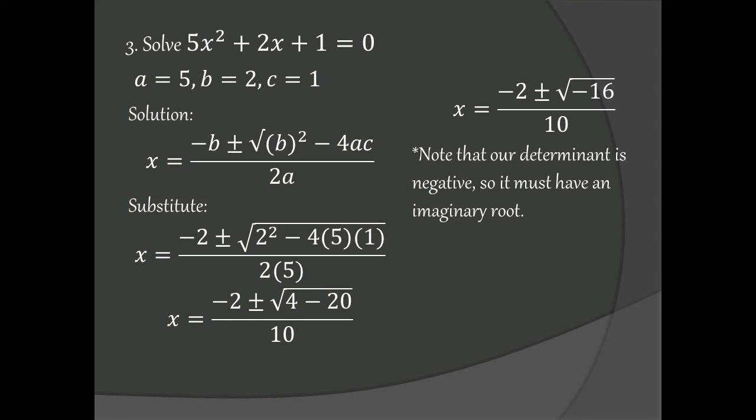Note that our discriminant is negative, so it must have an imaginary root. Therefore, x is equal to negative 2, positive and negative 4i over 10. Thus, x is equal to negative 0.2, positive and negative 0.4i.